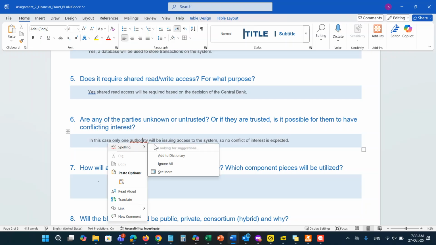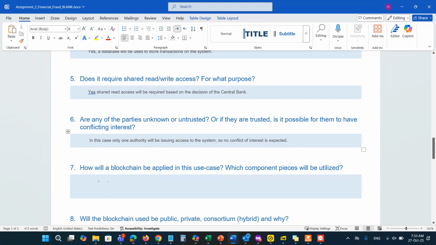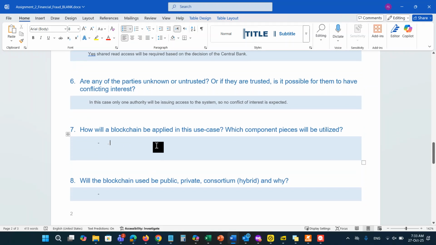Okay, so what that means is this. That way, in this case, the central bank will be creating and developing the blockchain system. So they are the only authority who has full control over that application or that system. How will the blockchain be applied in this use case? Which component will be utilized? So here we mentioned the following.